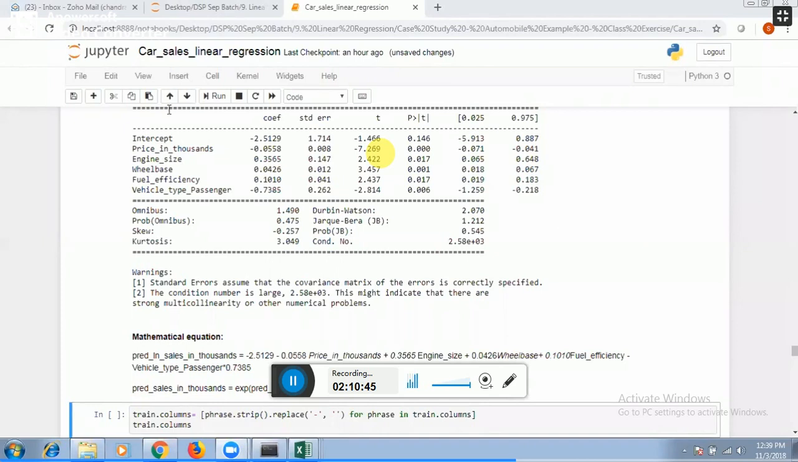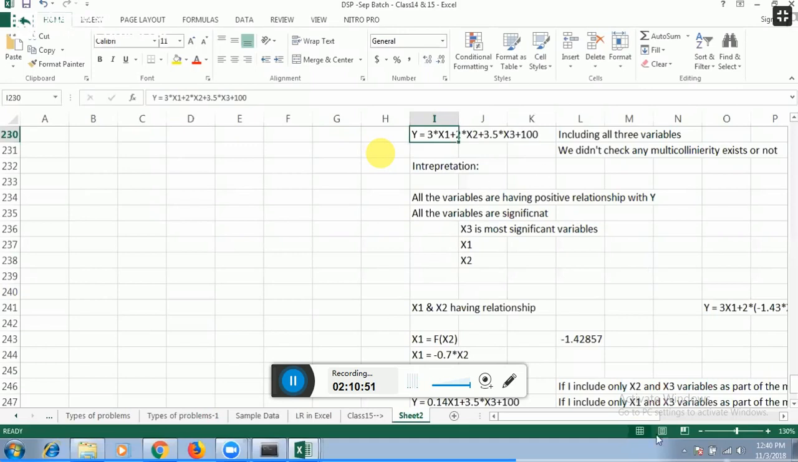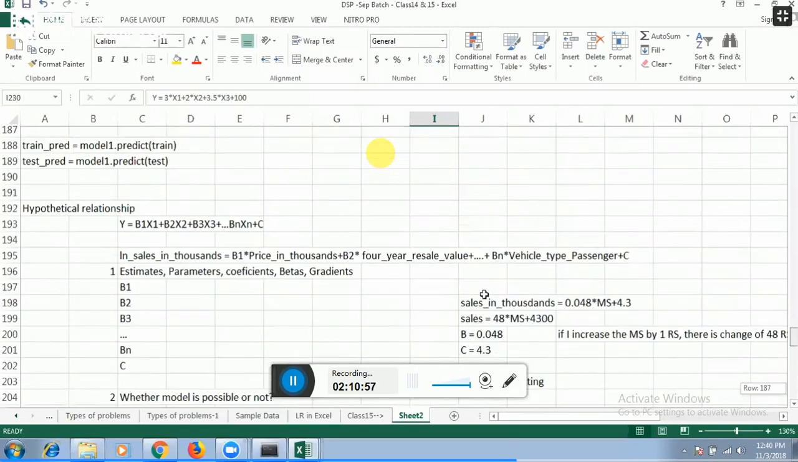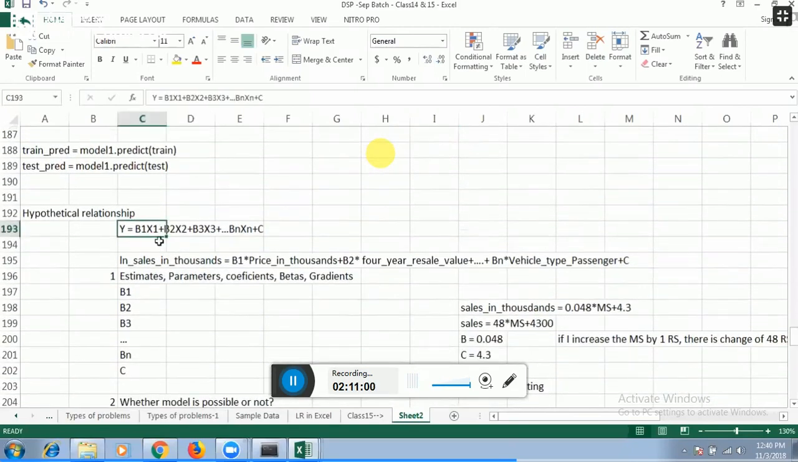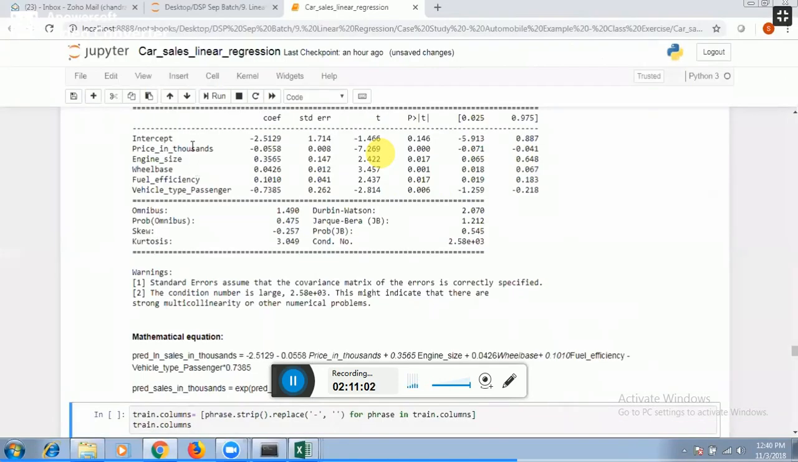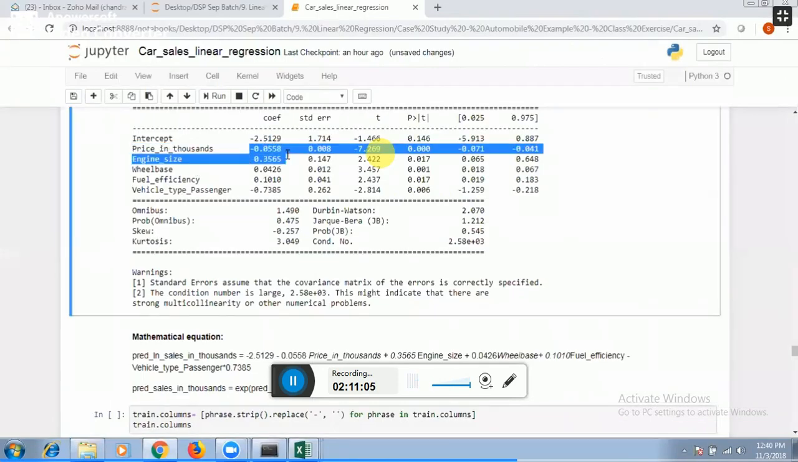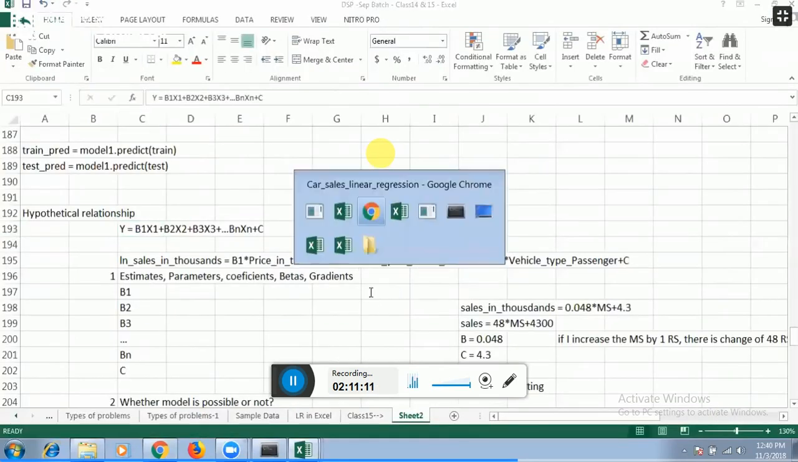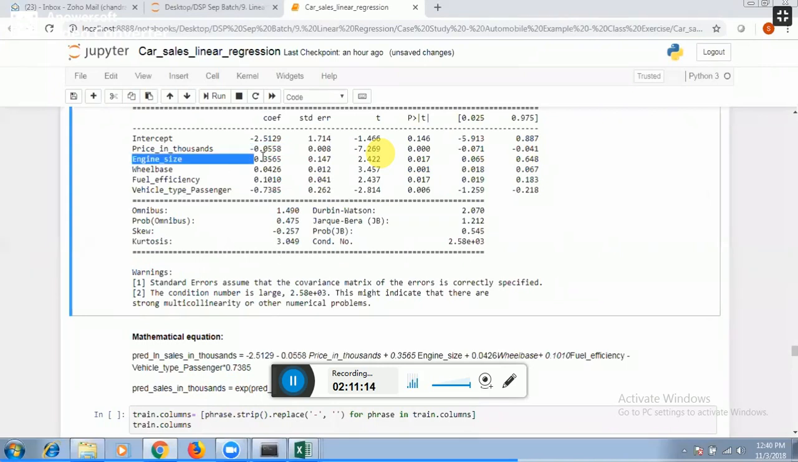So the equation is basically what? Y equal to beta 1 x1 plus beta 2 x2 plus beta 3 x3, right? So what is your hypothetical relationship? It is this one. Now what is your x1? X1 is price in 1000 and the corresponding beta. And beta 2 into, of course, the 4-year resale value is not there. So what is your second variable? Engine size, multiplied with 0.3565. Or wheelbase multiplied with 0.0426. Or fuel efficiency multiplied with 0.1010. And so on for each variable.